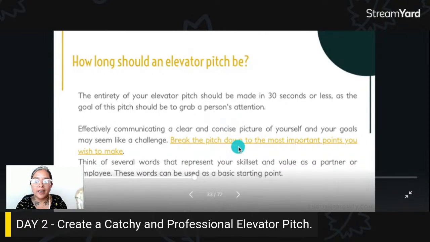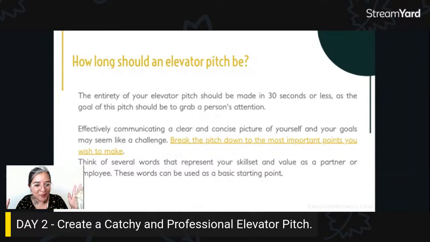Effectively communicating a clear and concise picture of yourself and your goals may seem like a challenge. It is a challenge, right? So we have to break the pitch down to the most important points you wish to make.